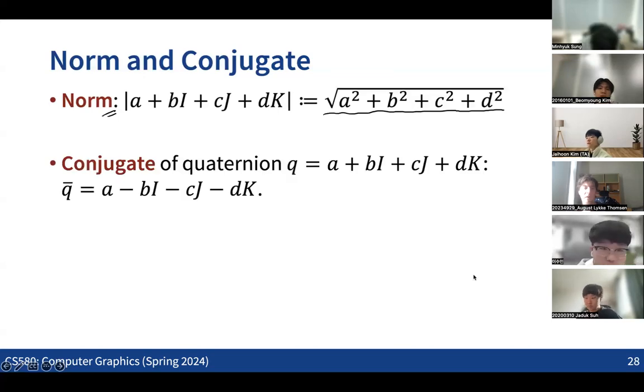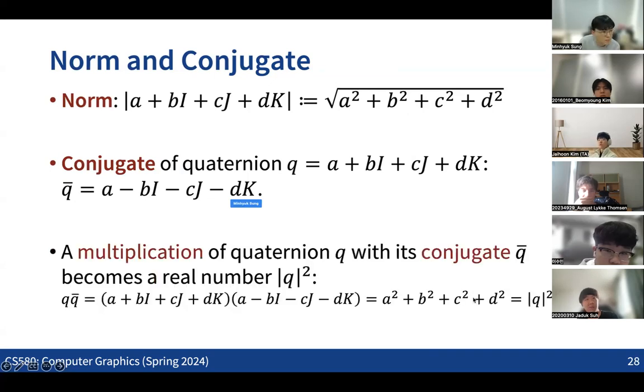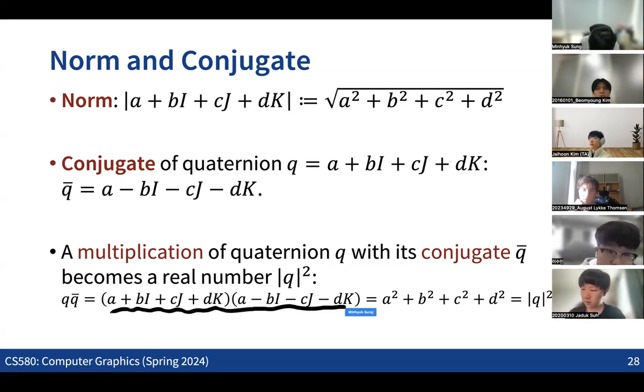As we define the conjugate for a typical complex number, we can also define the conjugate for a quaternion, where we take the minus of all the imaginary parts. And what we can see is that the multiplication of the quaternion q with its conjugate q bar becomes the squared norm of the quaternion. This is very clear. You can calculate it yourself, and you will see that the product of these two becomes the squared norm of the quaternion.